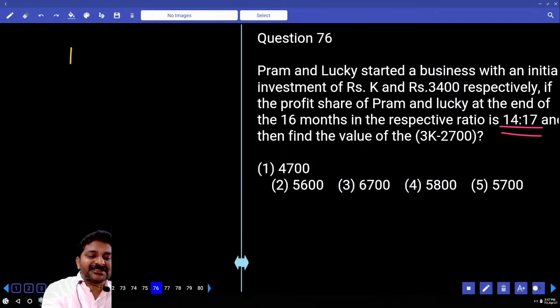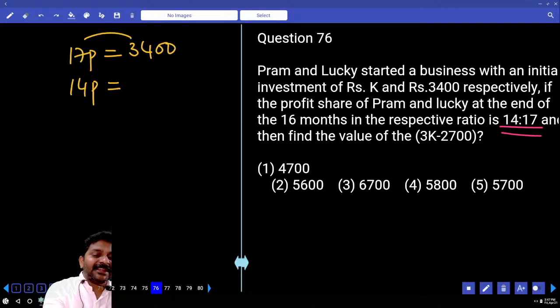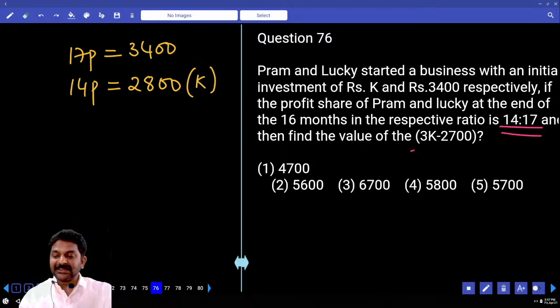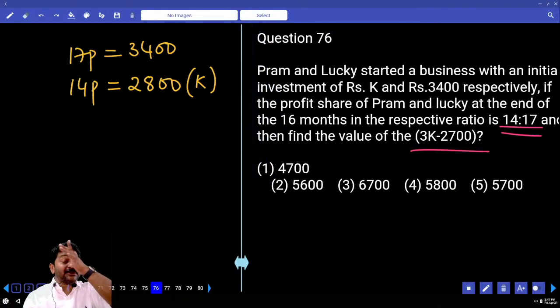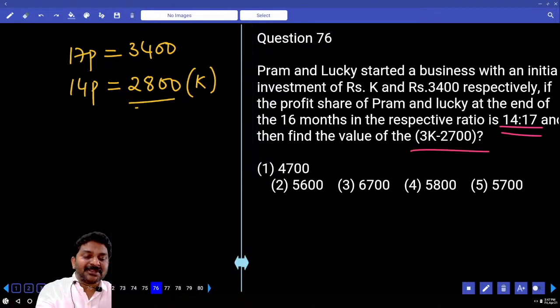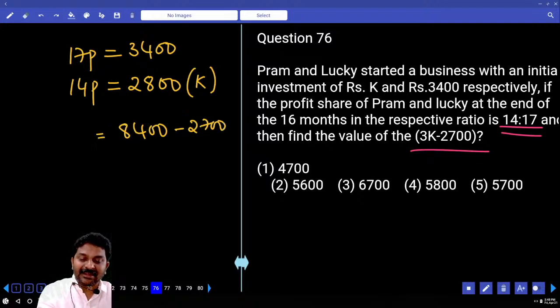Second person profit share 17 parts, for his investment 3,400. First person profit share 14 parts. 17, 2 times, 2 zeros. 14, 2 times 28 and then 00, and this is the K value, and the question is 3K minus 2,700. 3 times of this number, 8,400 minus 2,700, answer 5,700.